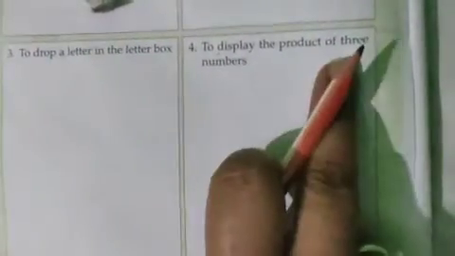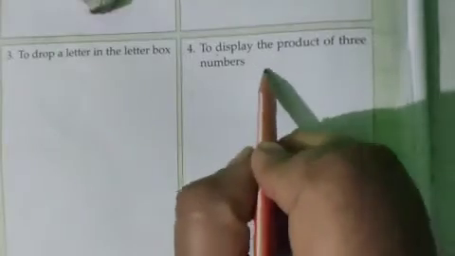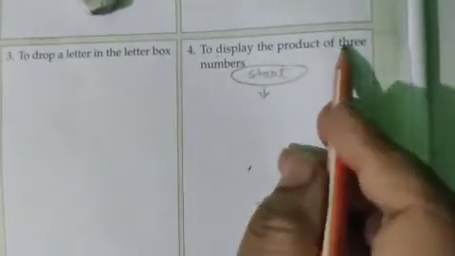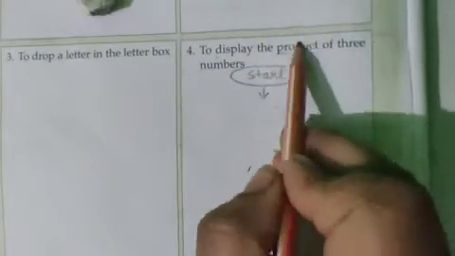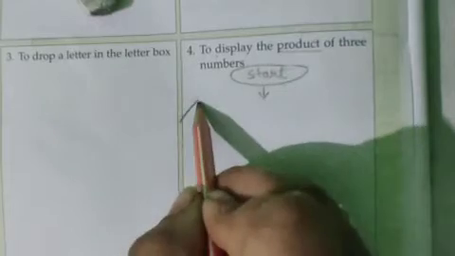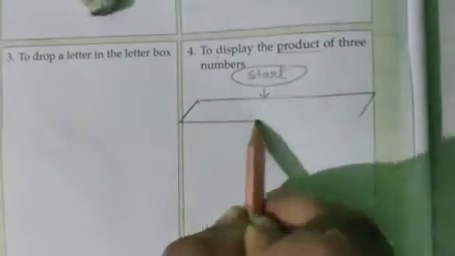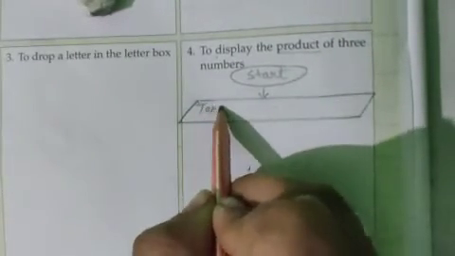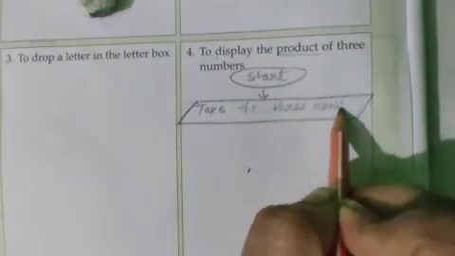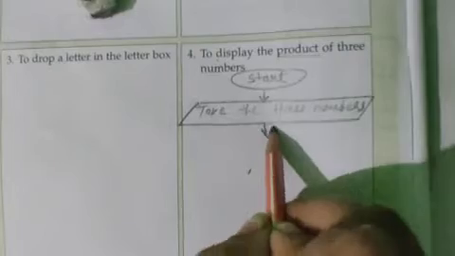Now fourth question, to display the product of 3 numbers. This is the easy question. Again draw the start box, flow line. We have to display the product. Product means multiplication. Then we have to take the 3 numbers first. So draw the input output box. Now write down: take the 3 numbers. Okay, then flow line.